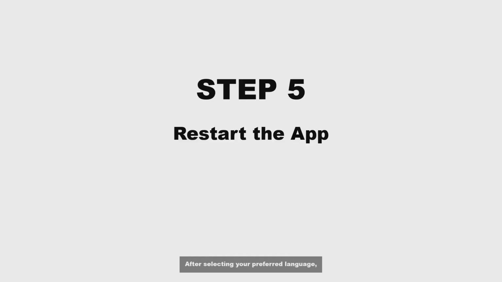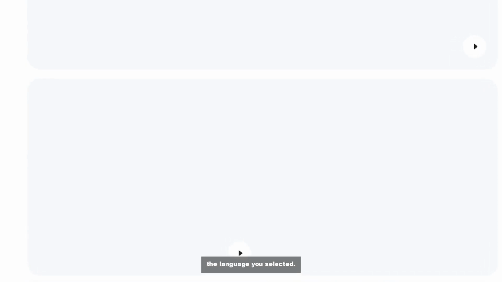Step 5. Restart the app. After selecting your preferred language, close the Google Photos app completely and then reopen it. The app should now display in the language you selected.